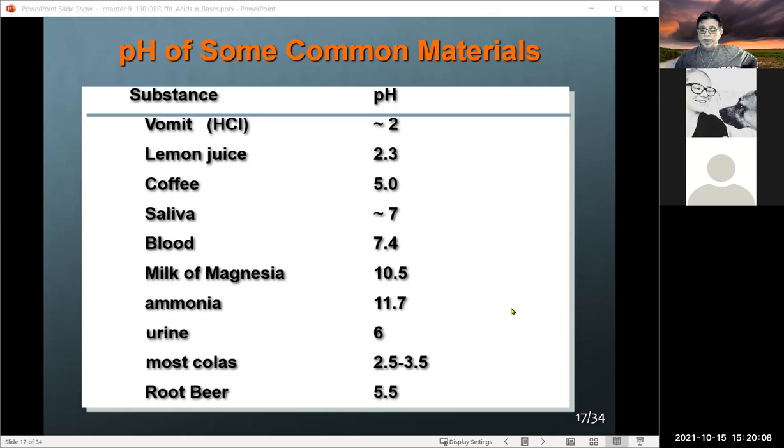Ammonia, 11.7, and a lot of colas range from about 2.5 to about 4-ish. And root beer, which I was surprised when I first saw this number, was a lot less acidic.